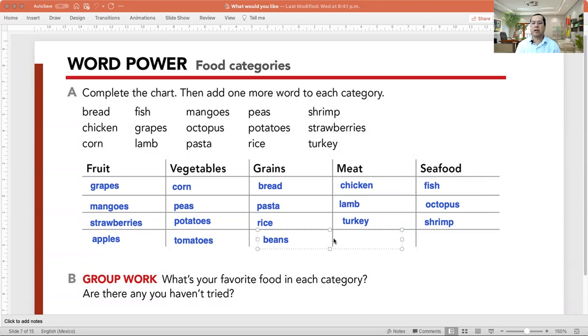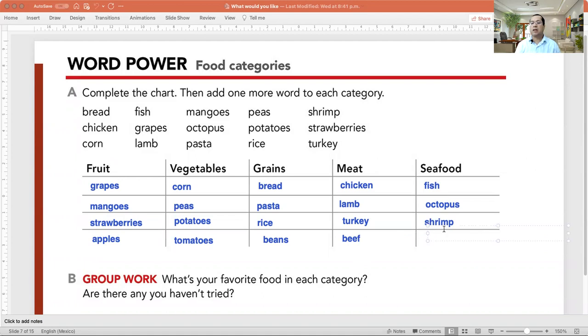Okay, lamb, turkey. So let's put one more. That's one of the most typical kinds of meat, beef. All right, so beef comes from cows, right? So it's beef, beefsteak, all right, or carne de res, we say that.